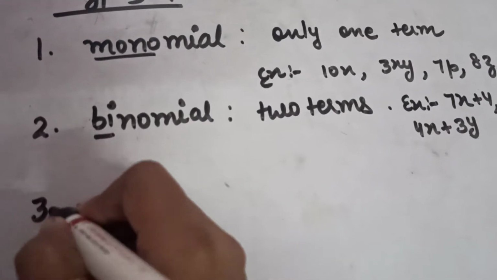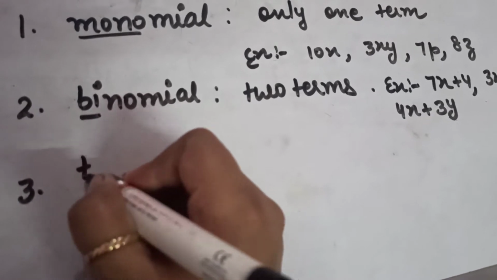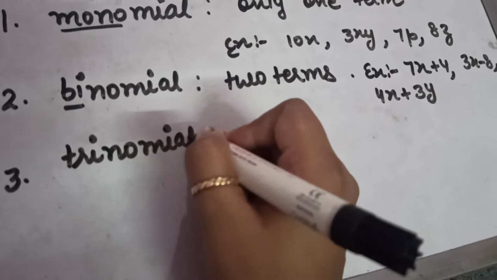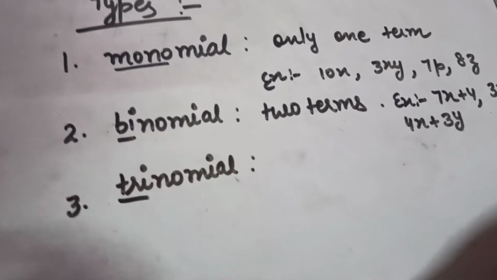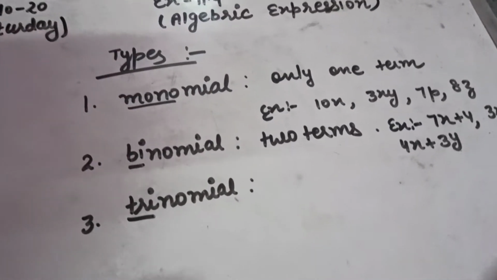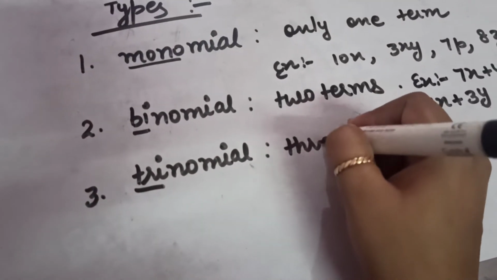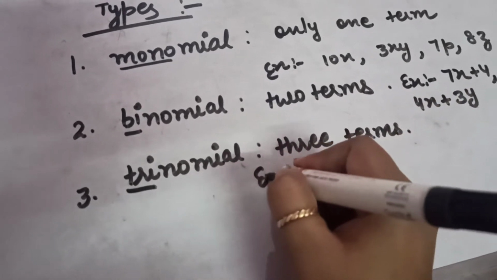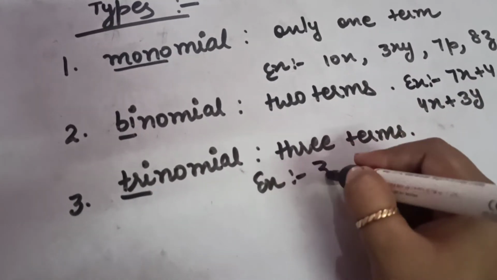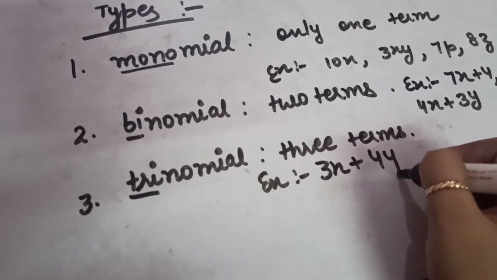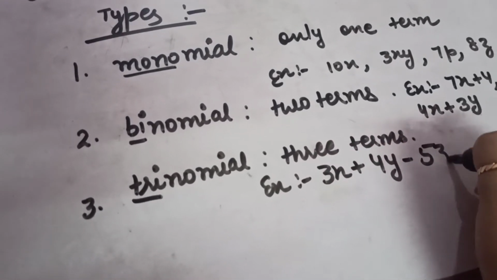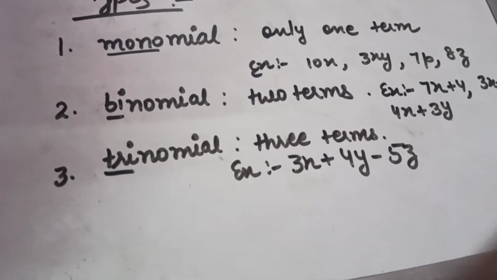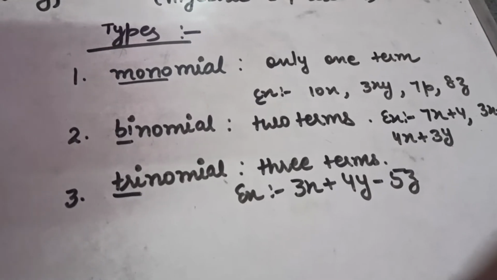Now the third one is trinomial. See, the word tri means 3 terms. How many terms? 3 terms. For example, 3x plus 4y minus 5z. How many terms are there? 3. So what do we call it? Trinomial.